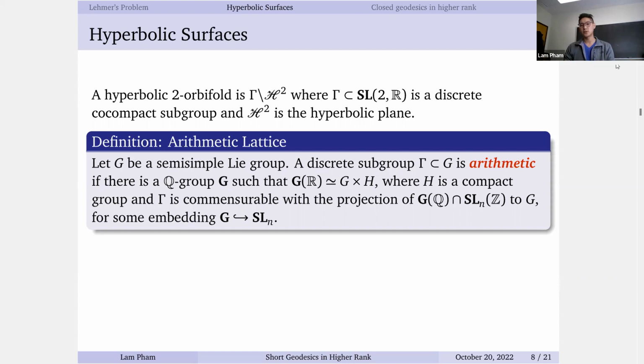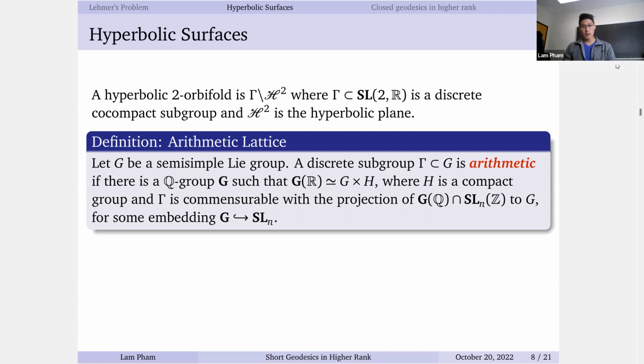The Z points of bold G are defined to be G of Q intersect SL_N of Z, for any embedding of bold G inside SL_N. Now, commensurable means that, if I call the group G of Q intersect SL_N of Z by the name G_Z, then gamma commensurable with G_Z means that gamma intersect G_Z is finite index in both. And so this definition actually makes it so that the definition of arithmetic is well defined and independent of the actual embedding.